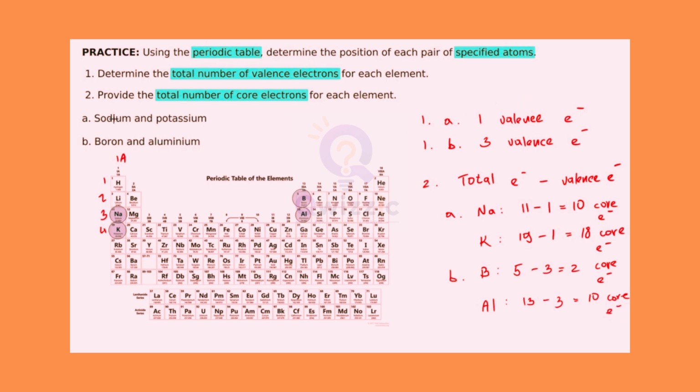Let's label our answers. So once again, potassium and sodium, they both have 1 valence electron. Boron and aluminum, they have 3 valence electrons each. The number of core electrons for sodium is 10. For potassium, that's 18. For boron, that's 2. And for aluminum, that's 10 as well. Based on these answers, we may conclude that the correct choice to the multiple choice question is D.